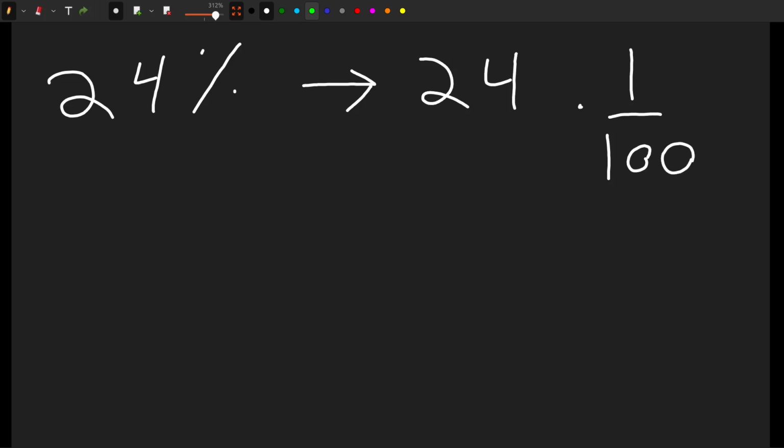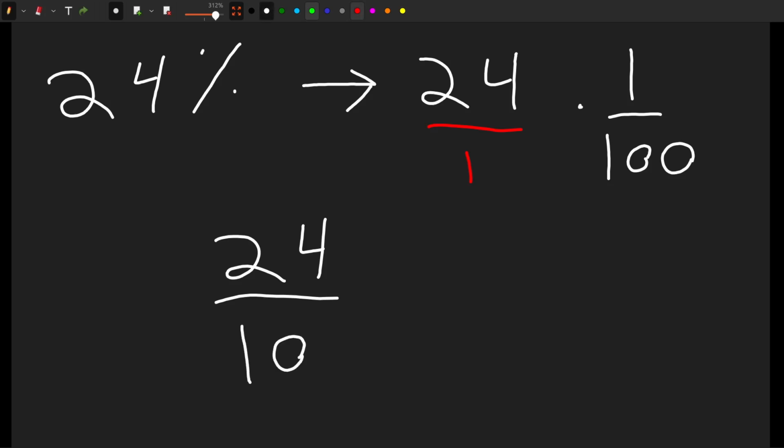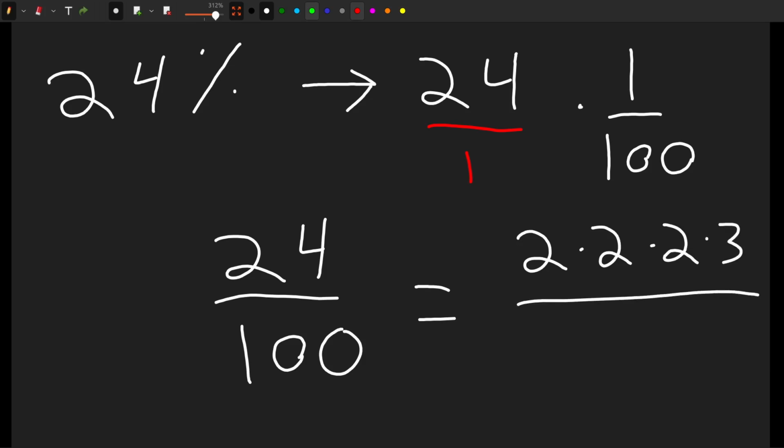Okay? And so what's going to happen here is 24 times 1 is just 24. This has a hidden 1 underneath it, so 1 times 100 gets me to be 100. And now all we need to do is simplify. 24 can be written as 2 times 2 times 2 times 3. Right? 2 times 2 is 4. 2 times 3 is 6. 4 times 6 is 24. 100 is 2 times 2 times 5 times 5.